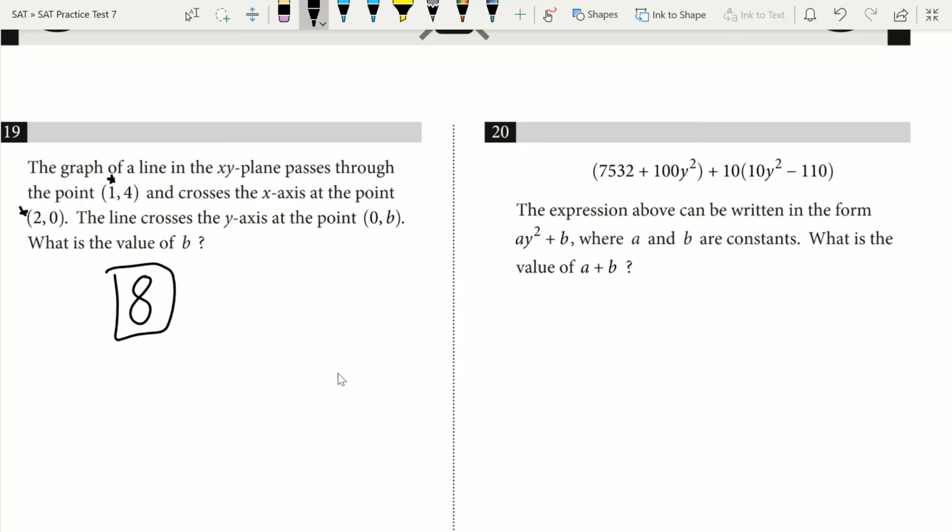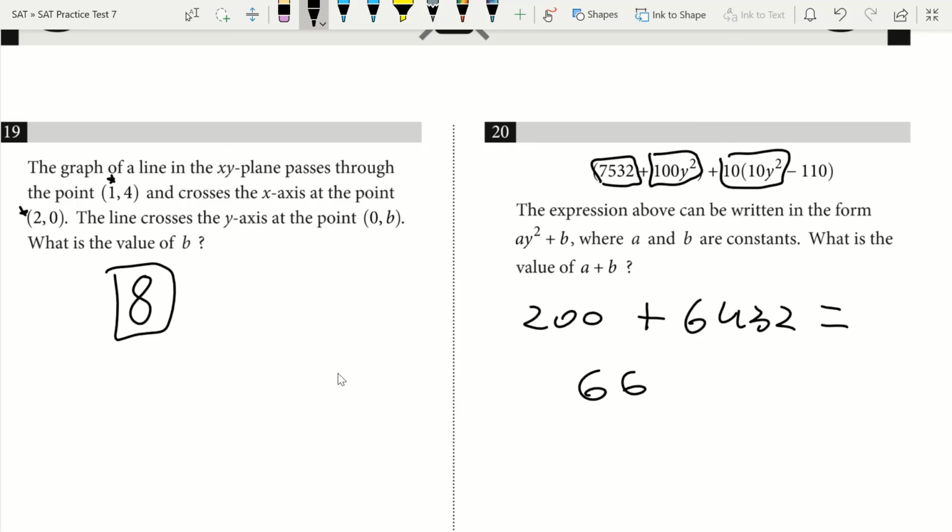Question 20. The expression above can be rewritten in the form a y squared plus b, where a and b are constants. So what is the value of a plus b? All right, well, I know that my a is going to be 100y squared plus 10 times 10y squared, so that's plus another 100, so I know my a has to be 200y squared, but a is just 200 then, and then plus b, which is 75,32 minus 10 times 110, so that's going to be minus 1100. That's going to give me 64,32. When I add those, I get 66,32 as my answer.